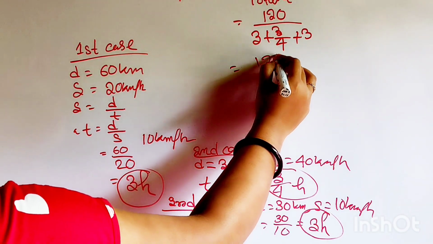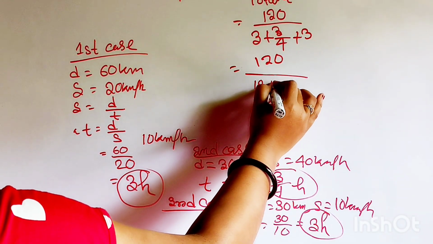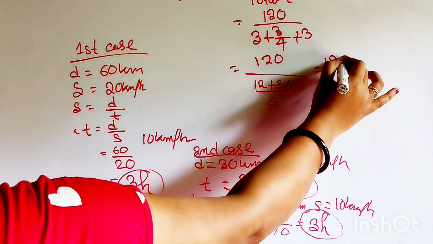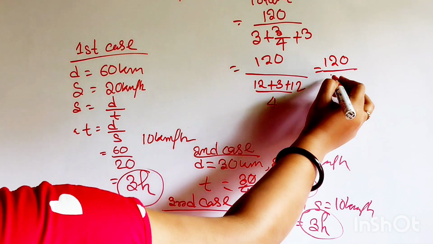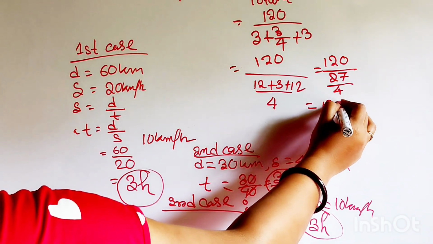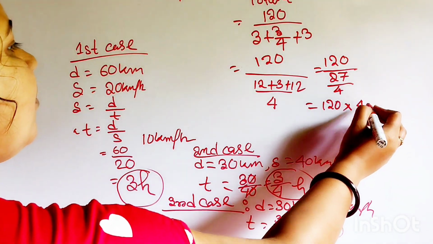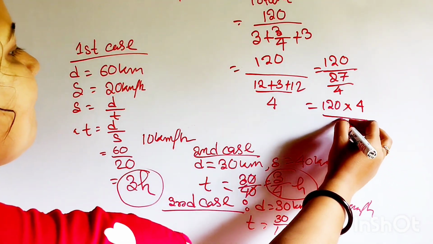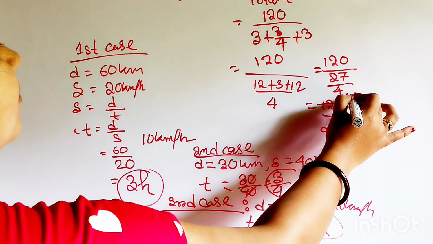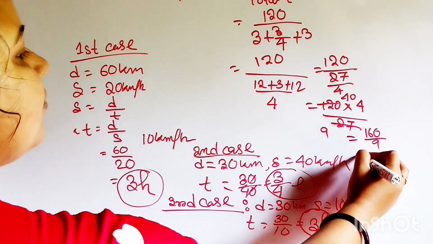So equals 120 divided by, the LCM will be 4, and in the numerator it will be 12 plus 3 plus 12, which equals 120 divided by 27 by 4. Now take the reciprocal of the denominator, so it will be 120 times 4 by 27. Now you can cancel by 3: 3 nines are 27 and 3 forties are 120, so it will be 160 divided by 9.